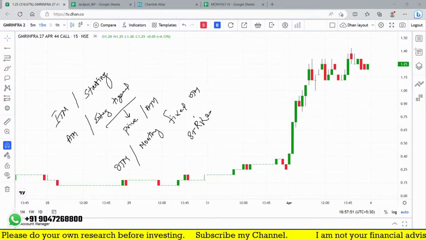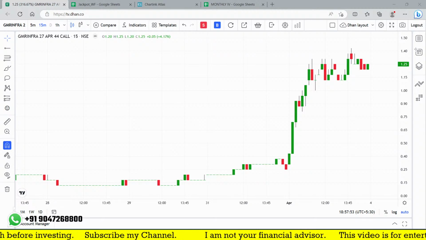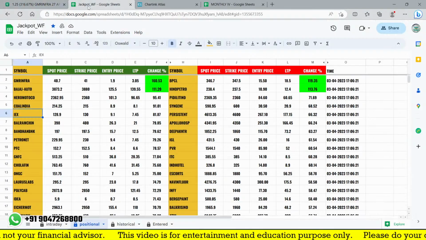Even I don't know how to make this Google sheet. It has a lot of coding required, and I am not doing that one. I am doing it with the help of someone. I don't know about the coding and other factors.